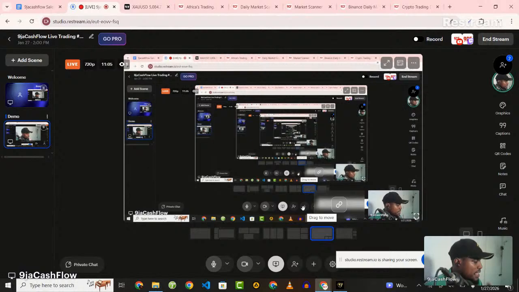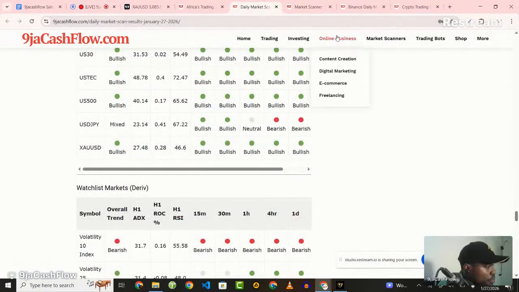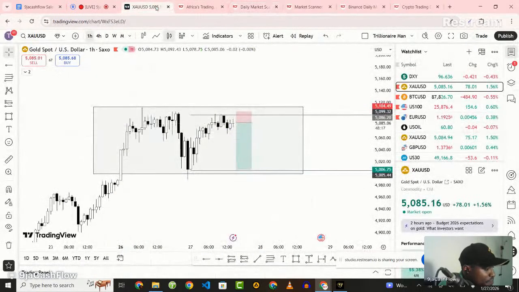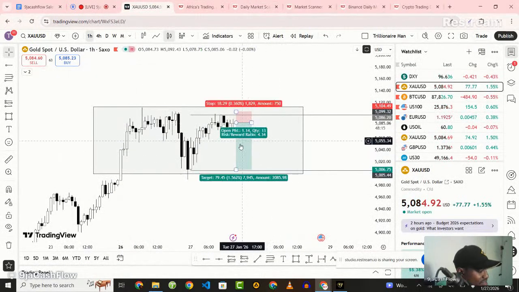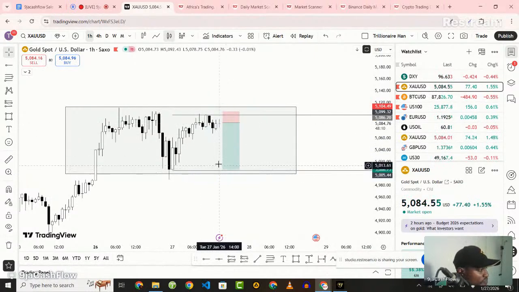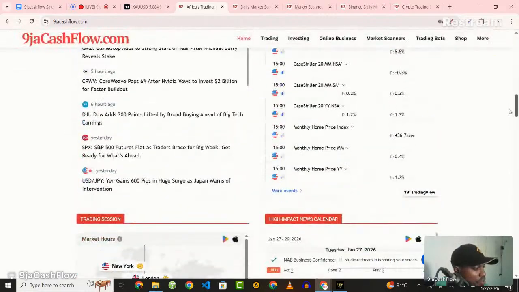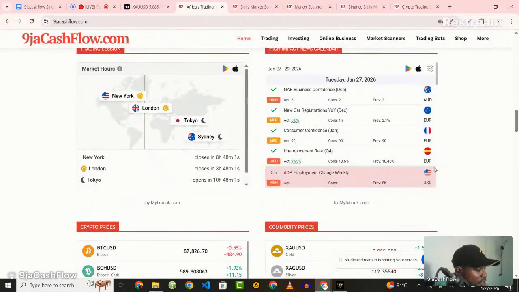So, guys, I want us to analyze another market. As you can see, the market is kind of even reversing. It's not bearish, right? But before we enter any trade, we always like to look at the 9jaCashFlow website. If you scroll down, you see that wow, we just had a high impact news. We are 2 minutes to a high impact news, so we can't enter any trade right now.